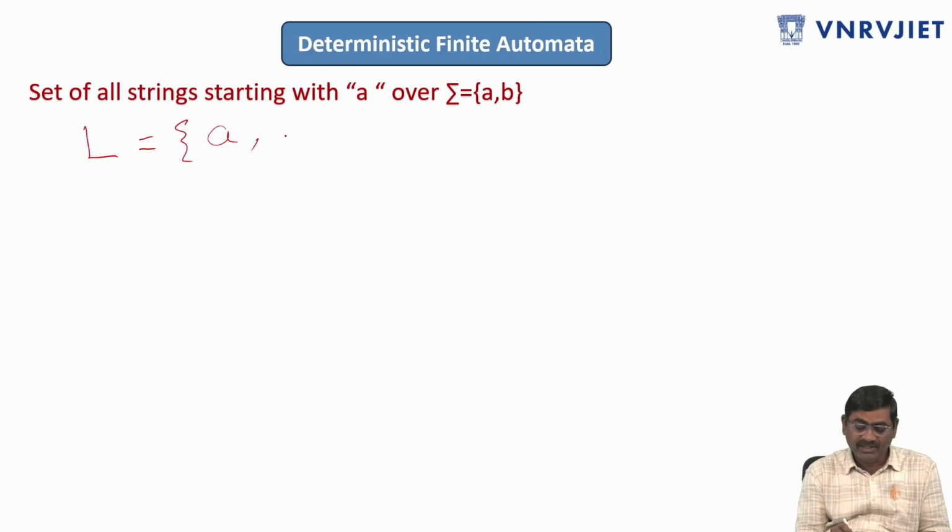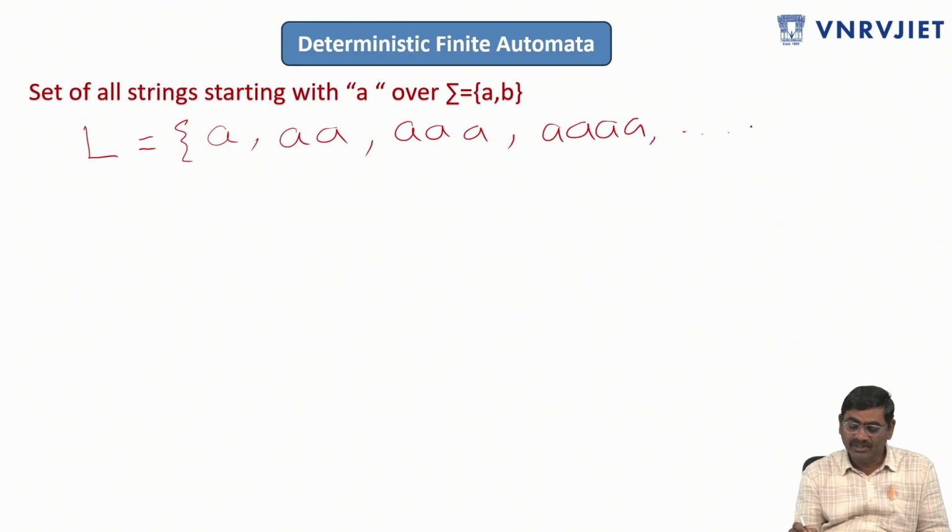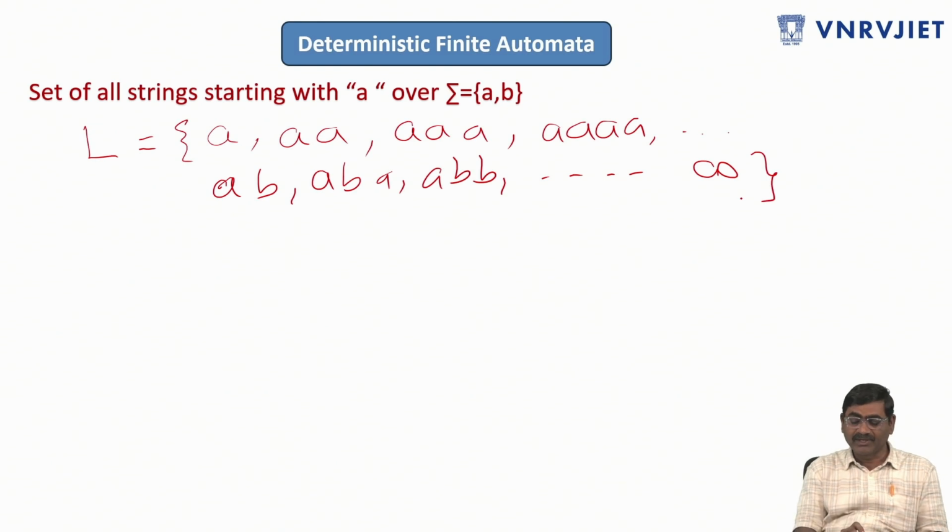One more string is AA. Another string is AAA. One more string is AAAA, and so on. Similarly, AB, ABA, ABB, and so on. So this is an infinite language. This infinite language needs to be constructed with the help of a DFA. So let us take the string with the minimum length.